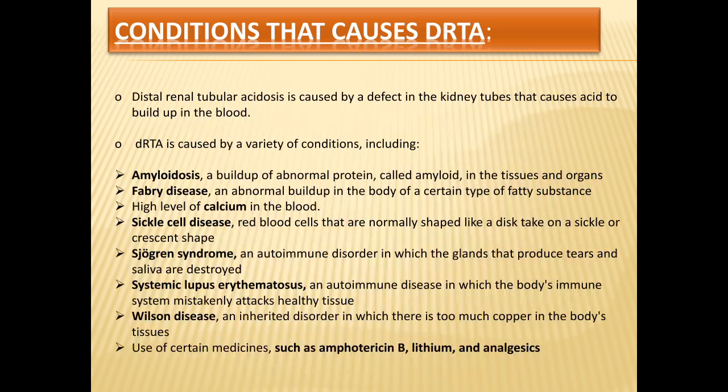There are a variety of conditions that cause distal renal tubular acidosis, including amyloidosis, Fabry disease, high levels of calcium in the blood, sickle cell disease, Sjogren's syndrome, systemic lupus erythematosus, Wilson disease, and use of certain medicines such as amphotericin B, lithium, and analgesics.